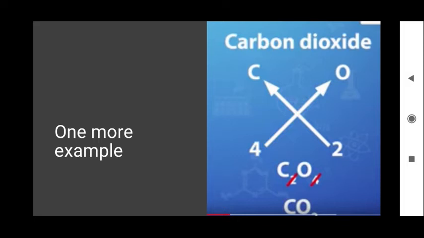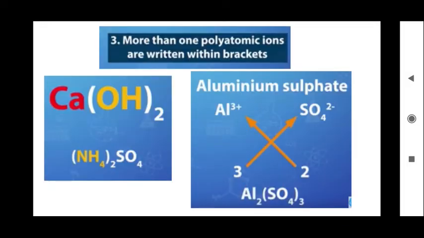Now let us move to the next step. If it is having polyatomic ions, they should be written within brackets. For example, calcium hydroxide. Here it is not two atoms, there are more than two atoms, and it is in hydroxide form. So OH should be written within the bracket. Ammonium sulfate, here also, NH4 should be written inside the bracket. Let us solve a problem with this. Aluminium is written as Al. Sulfate will be written as SO4.